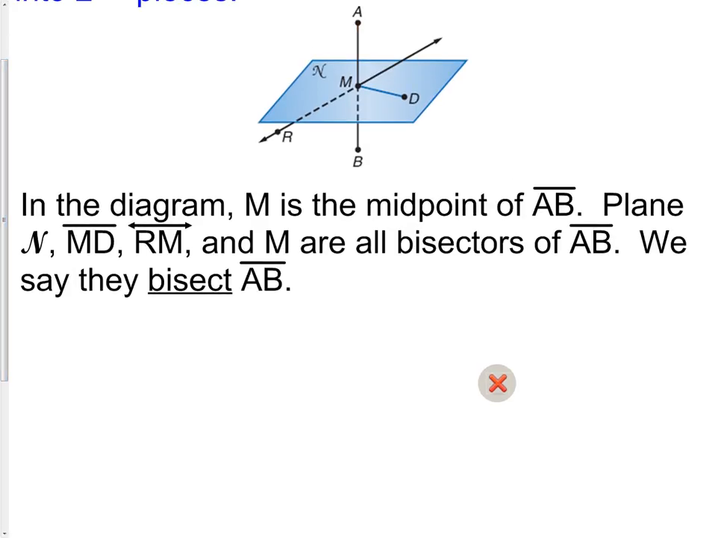So in our picture, M is a midpoint of AB. The plane N, the line segment MD, and the line RM all bisect AB. That means all of those things cut AB into two congruent pieces. We would mark that with a single tick mark on that segment AB.